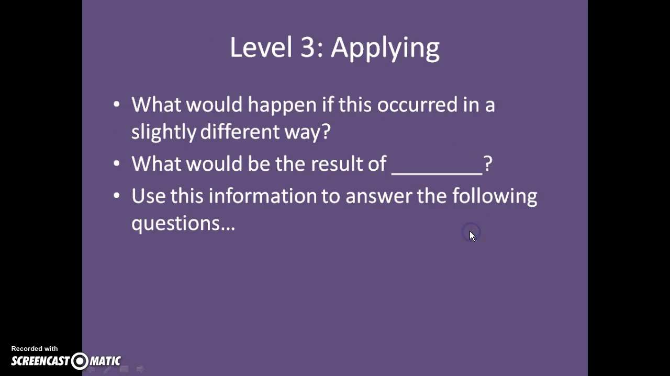Okay? So level 3 is applying. With applying, you need to be able to take what you've learned, what you've memorized or what you've remembered or what you've understood, and you need to be able to apply it to new situations. What would happen if this occurred in a slightly different way? What would be the result of this? What's going to be the outcome here? Use this information to answer the following questions.